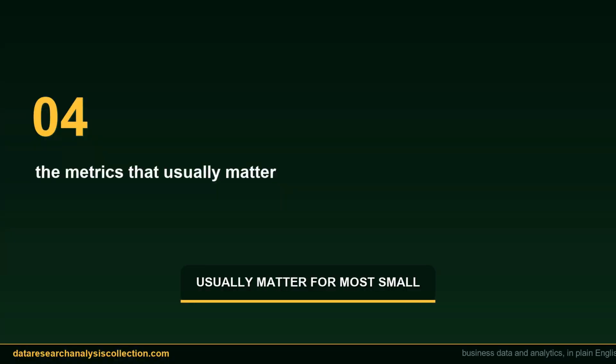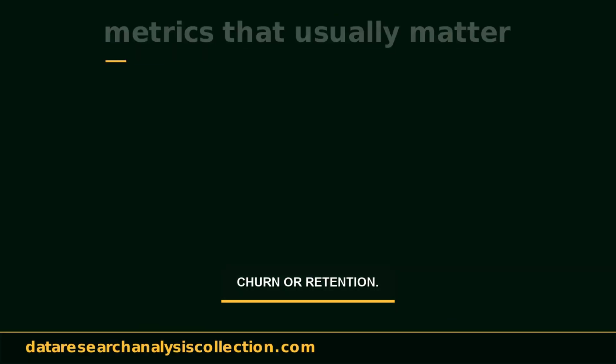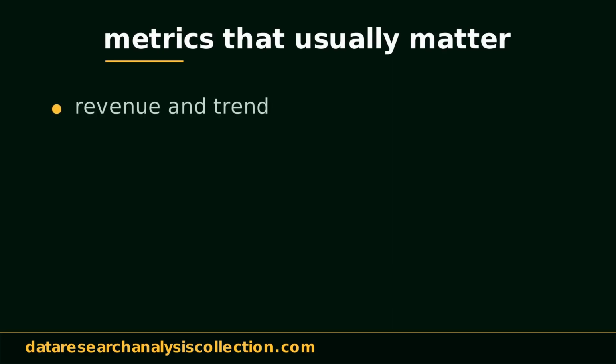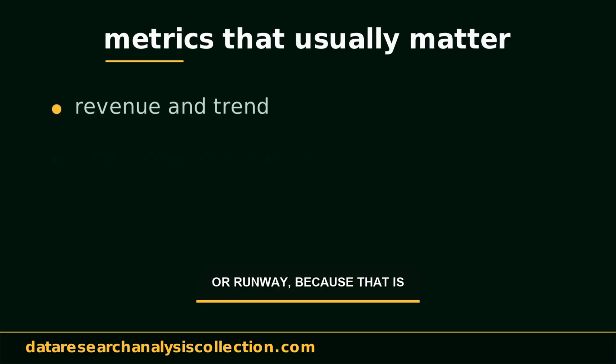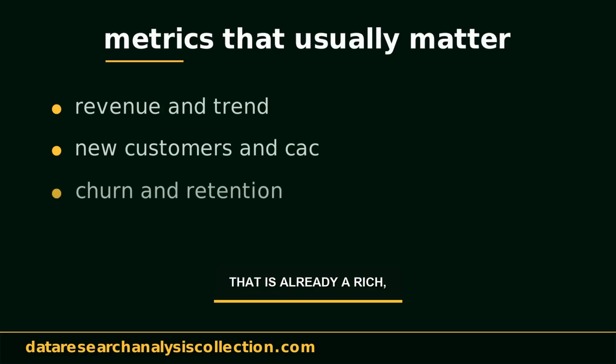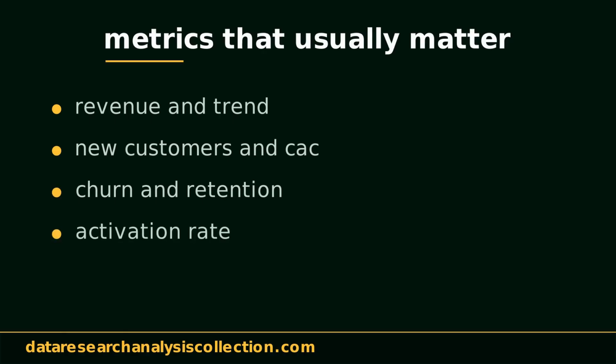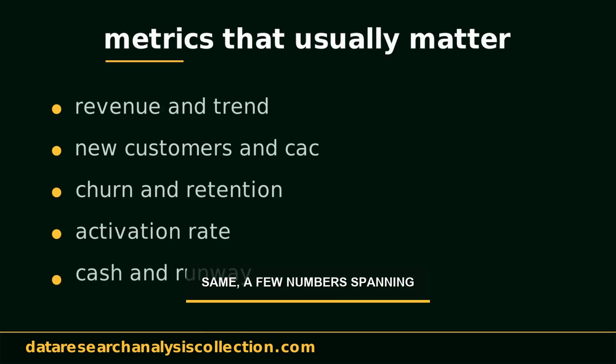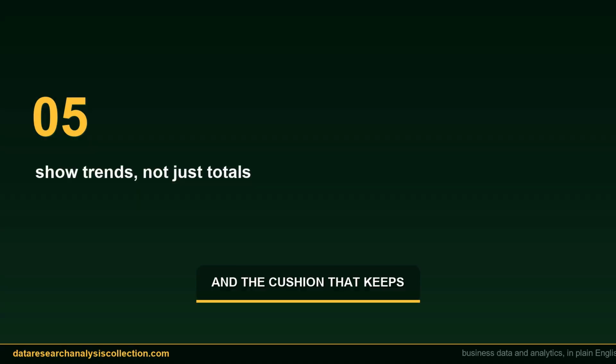The metrics that usually matter, for most small recurring businesses, a short list covers it. Revenue and its trend, new customers and acquisition cost, churn or retention, activation for new signups, cash in the bank, or runway, because that is survival. Maybe your one North Star metric on top. That is already a rich, honest picture, and it fits on one screen without scrolling. Your exact list will differ, but the shape is the same. A few numbers spanning money in, money out, customers gained, customers kept, and the cushion that keeps you alive.